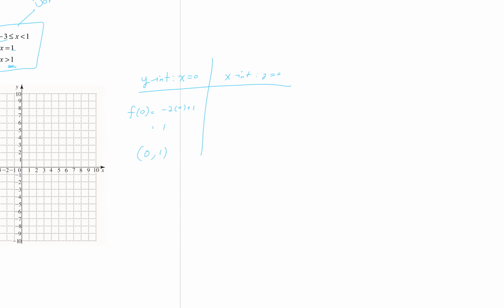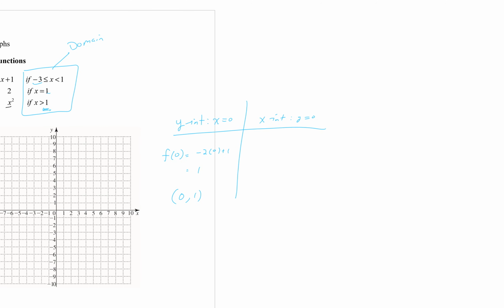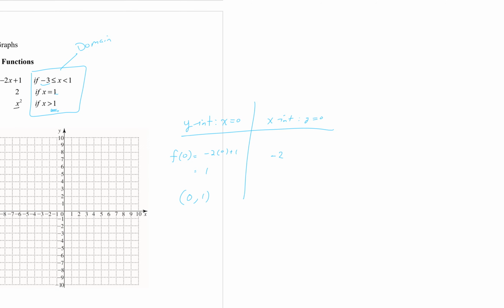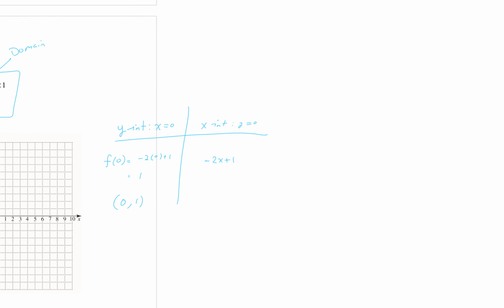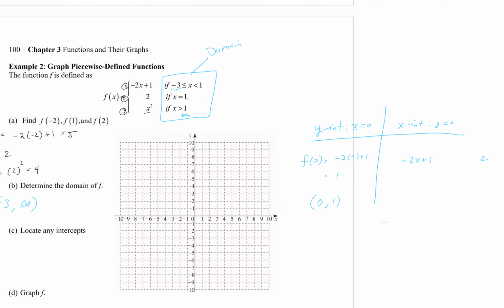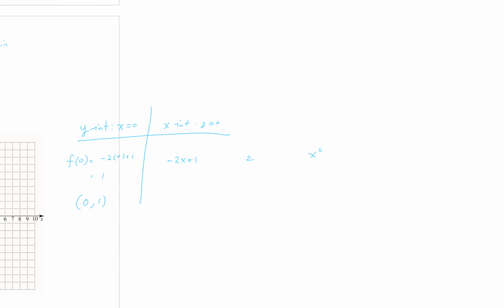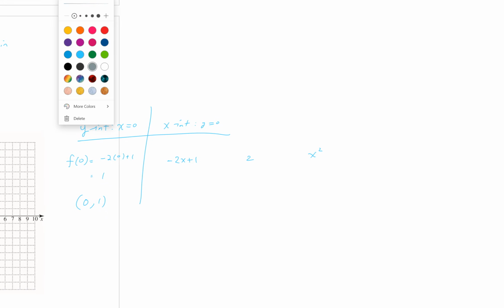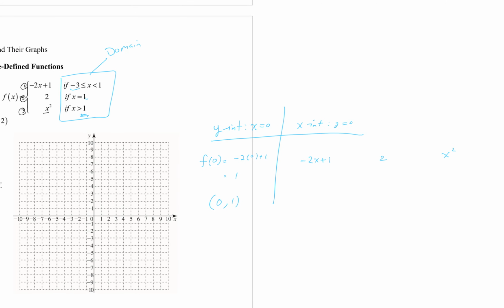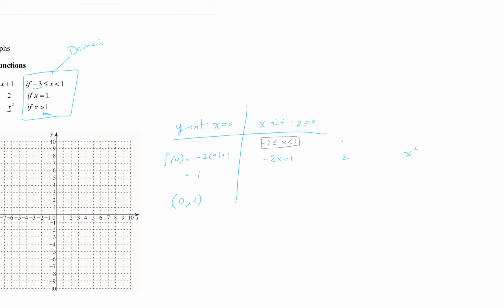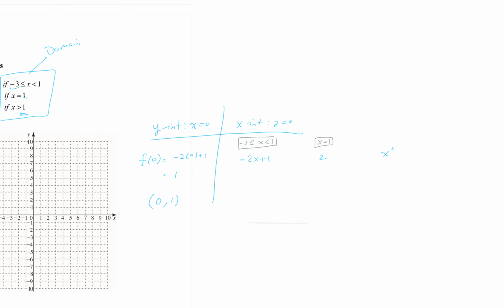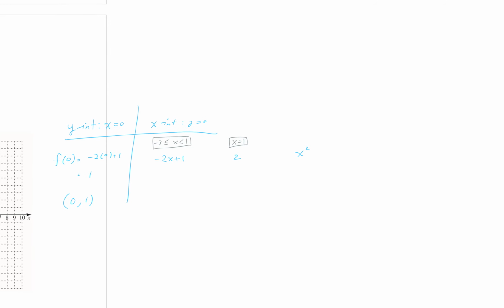It's a little trickier. To find the x-intercepts, believe it or not, you're going to have to write out each of the equations: -2x plus 1, 2, and x squared. This is not necessary, but I like to do it because it helps me: I like to put the domain for each equation. For the first one, it's between -3 and 1. I'm going to put it in a box so I know it's not part of the equation. I'm just writing out the domain so I won't have to keep going back and forth. It's just faster, and the last one is x greater than 1. That way I can just look at this.